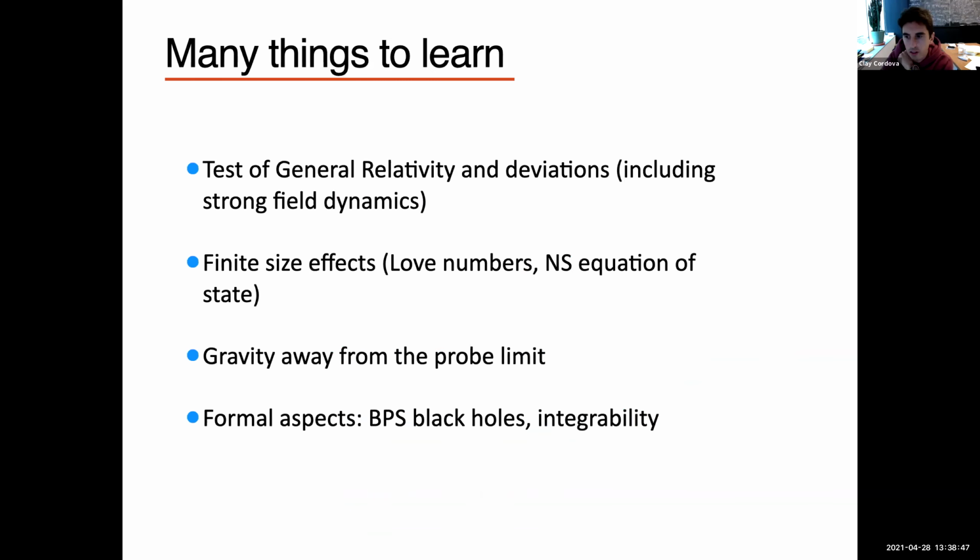No problem. I think beyond what is needed for the actual experiment, there are many things to learn theoretically, which are interesting. And we're going to have tests of GR and deviations from the experiment, but we will understand how to deal with things like finite size effects of compact bodies, so-called Love numbers.